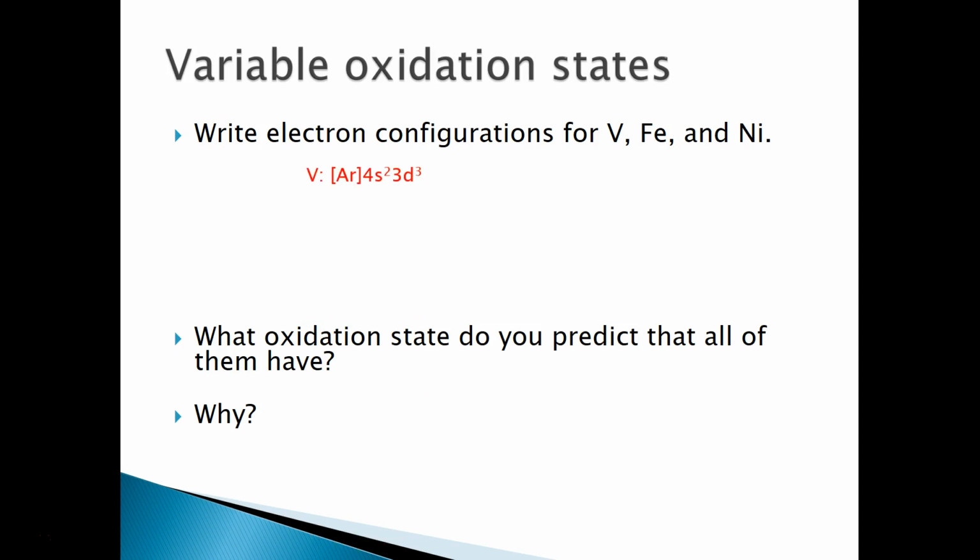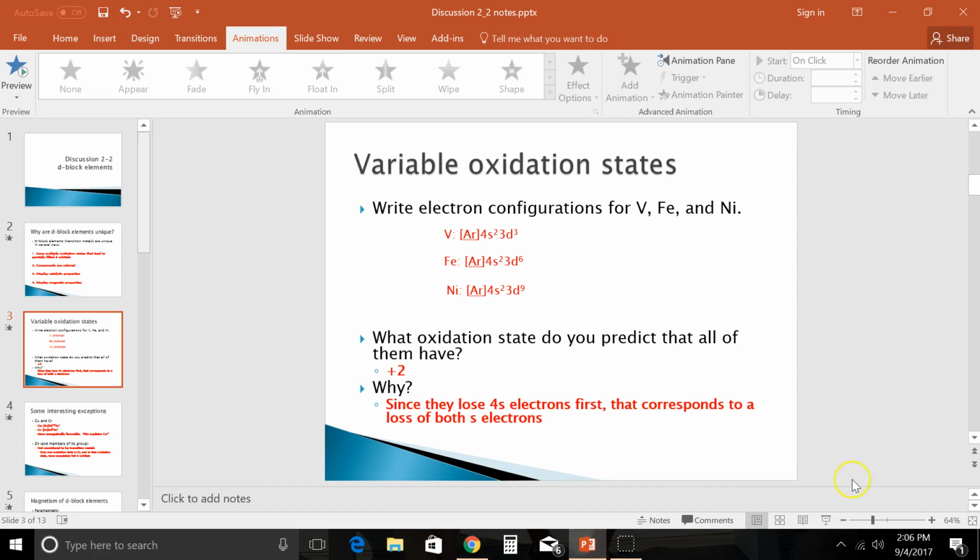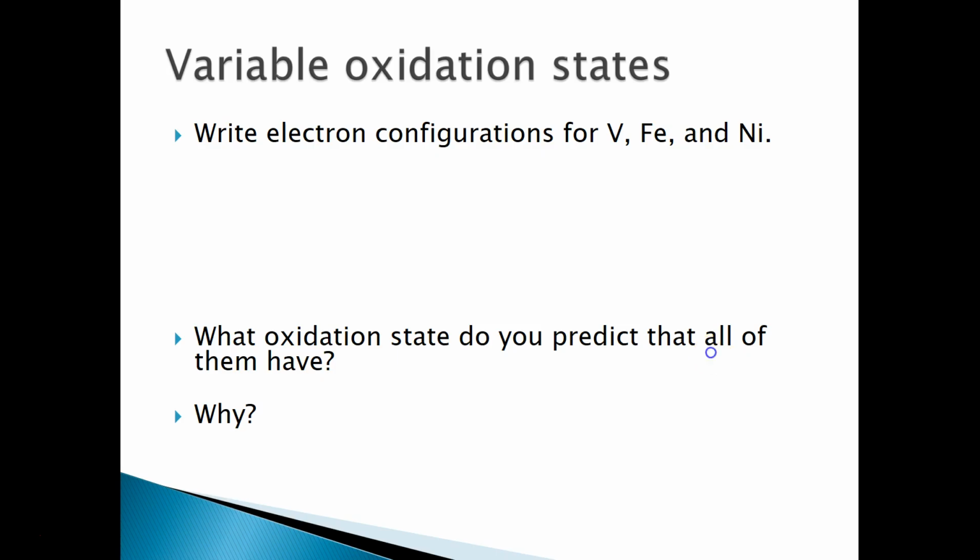Okay, so for vanadium, we see that vanadium has the full electron configuration of argon, as well as 2 electrons in the 4s and 3 electrons in the 3d. So if we look at vanadium, we see its element number 23. It has the full electron configuration all the way up to argon, as well as 2 in the 4s and 1, 2, 3 in the 3d. Alright, so iron has argon 4s2 3d6, and nickel has argon 4s2 3d9.